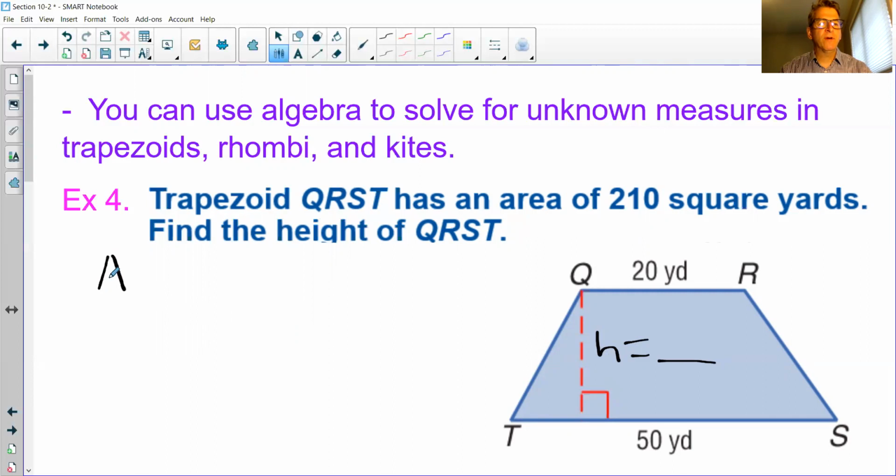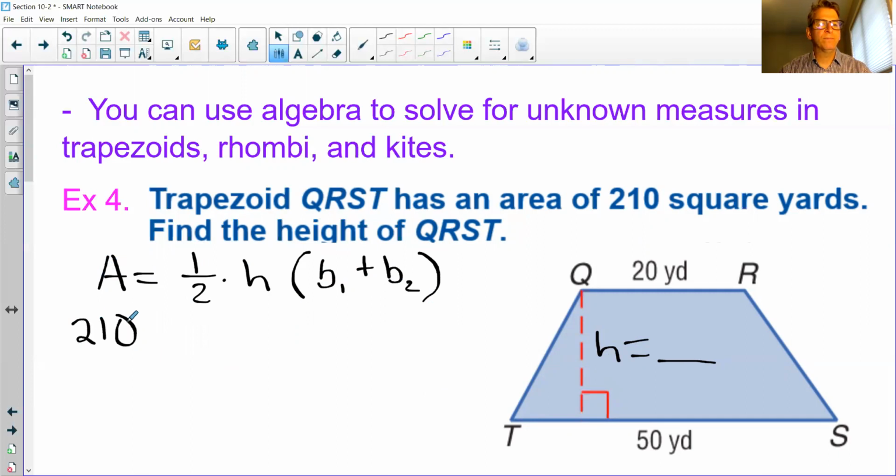So the area of the trapezoid is 1/2 times the height times the sum of B1 plus B2. We have the area of 210 according to the problem. So if the area is 210 and we have 1/2 times the height, we don't know what the height is, but we do know what B1 and B2 are, 20 plus 50. All right, so let's do some algebra here.